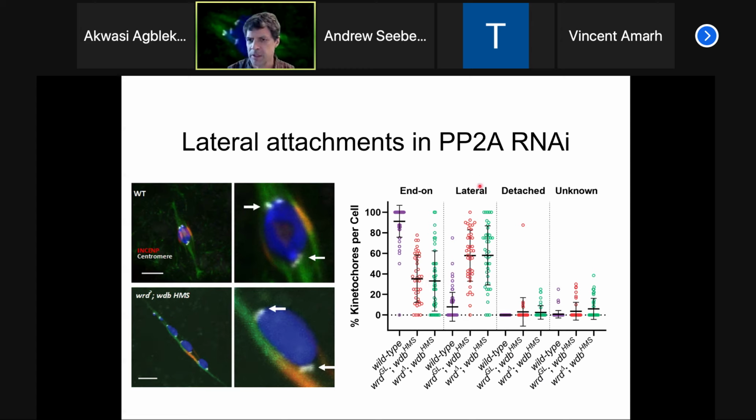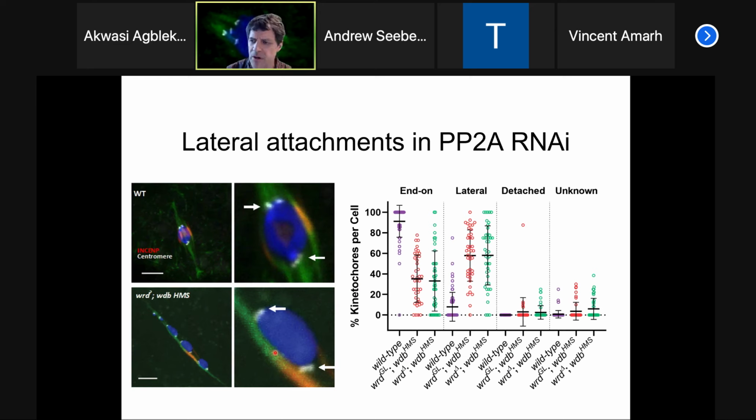The first has to do with PP2A. When we knocked out PP2A, in a separate project, we knocked out the phosphatase. This phosphatase antagonizes Aurora B. Aurora B phosphorylates things, PP2A dephosphorylates those things. When we knocked out Aurora B, we didn't get those end-on microtubule attachments that allow the chromosomes to move to the poles.